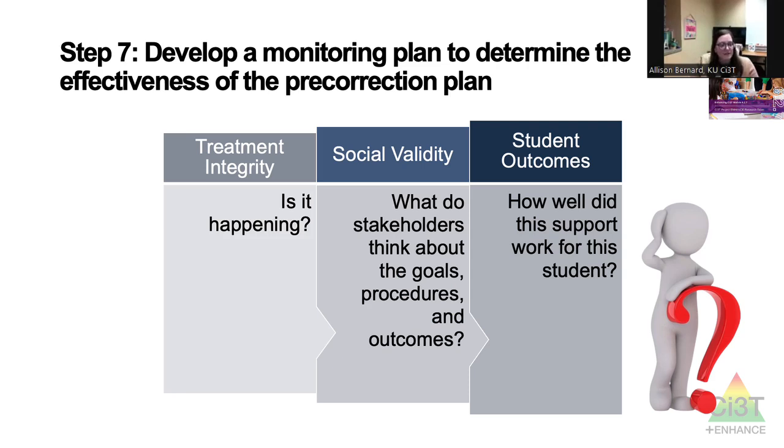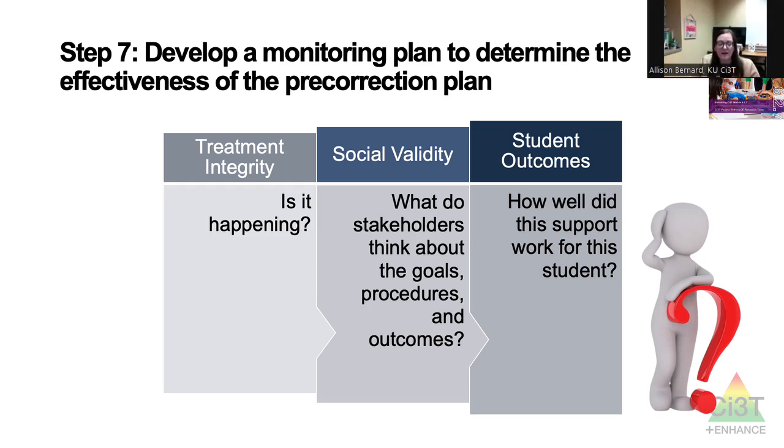Step 7 is to monitor that plan to determine the effectiveness, if it's working. So you're going to think about, is it happening? Am I doing it? Am I doing all the steps? Am I doing all the steps correctly?